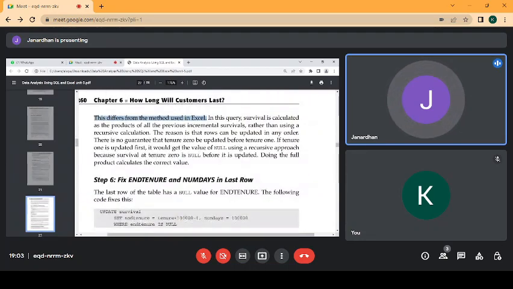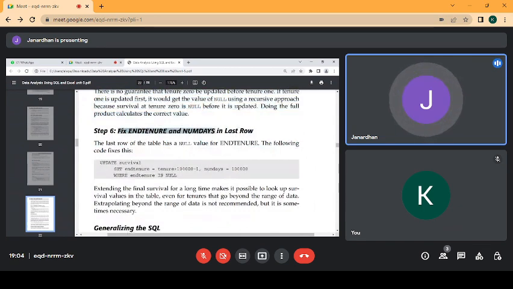In this query, survival is calculated as the product of all the previous incremental survivals rather than using a recursive calculation. The reason is that rows can be updated in any order. There is no guarantee that tenure 0 will be updated before tenure 1. If tenure 1 is updated first, it would get the value of null using a recursive approach, because survival at tenure 0 is null before it is updated. Doing the full product calculates the correct value.